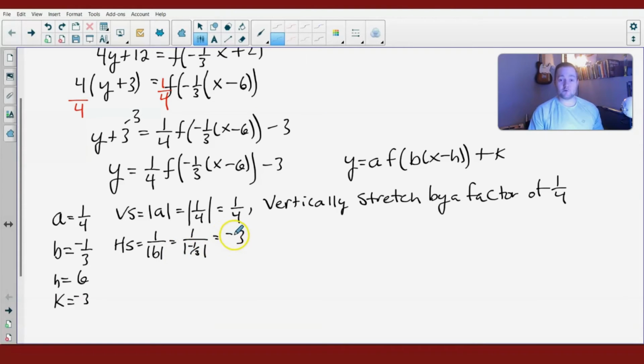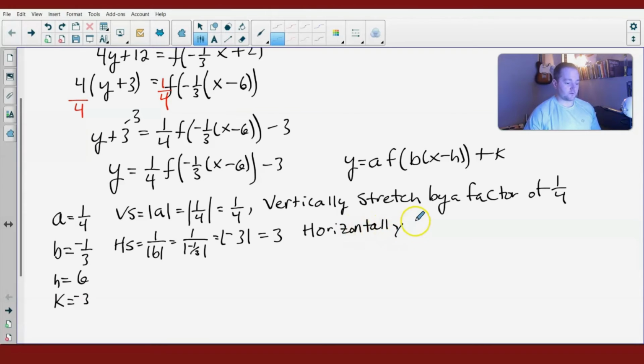So what I tell my students is that from the b value to the actual horizontal stretch value, you take the reciprocal. Now we do the absolute value, so we get 3. That negative means something, and we will have to talk about it, but right now we're just focused on horizontal stretch. So we would say horizontally stretched, horizontally.